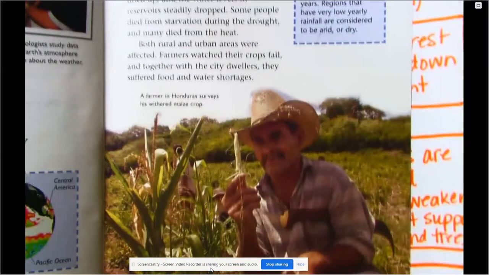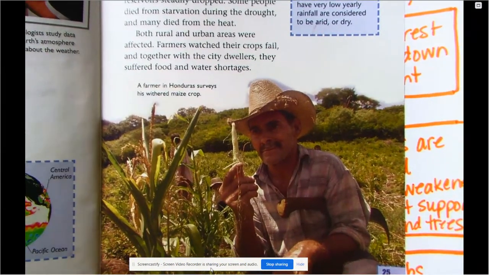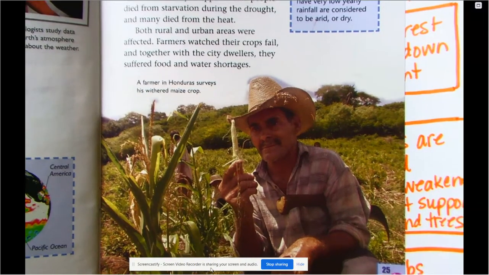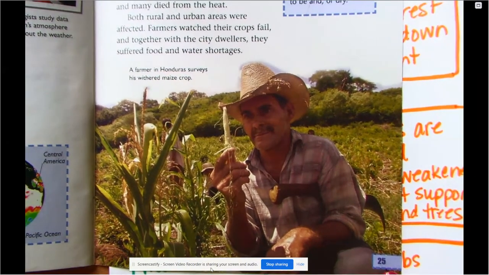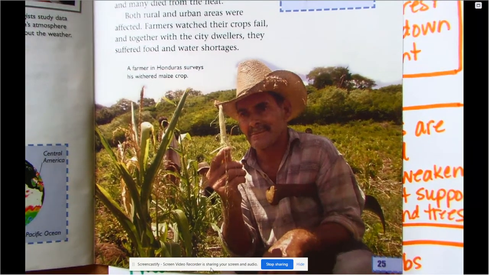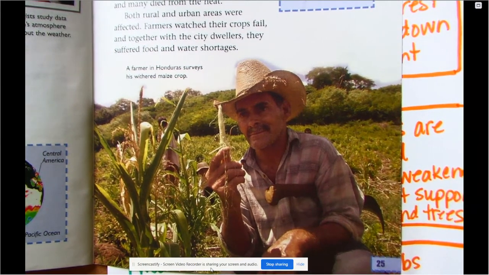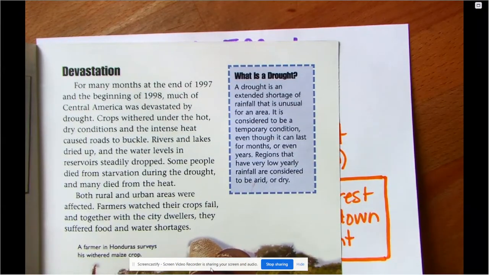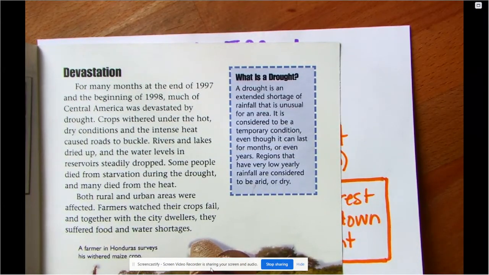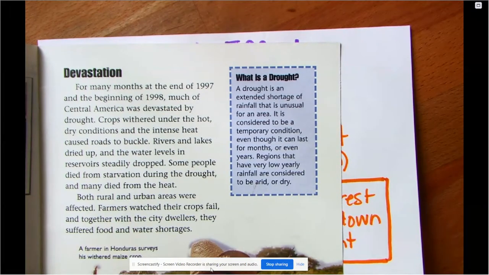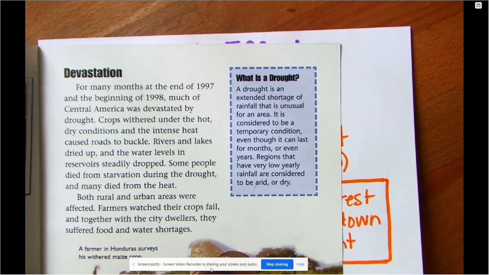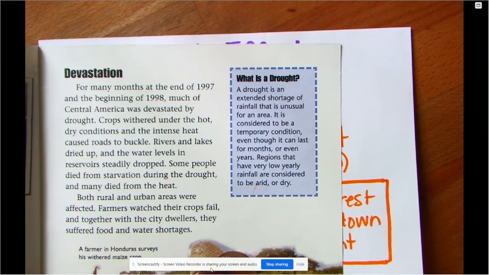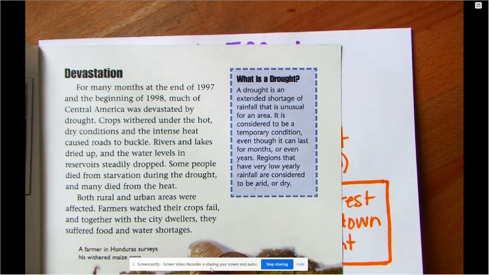So here's a picture of a man in Honduras who surveys his withered maize crop. Okay, so maize looks very similar to corn. And then in this fact box, it talks about what is a drought. A drought is an extended shortage of rainfall that is unusual for an area. It is considered to be a temporary condition, even though it can last for months or even years. Regions that have very low yearly rainfall are considered to be arid or dry.